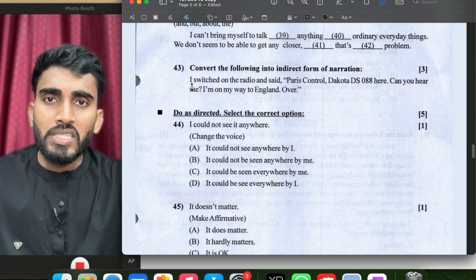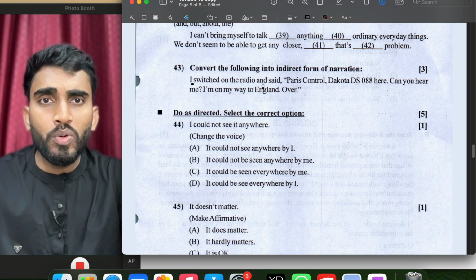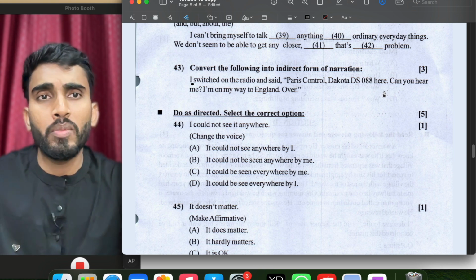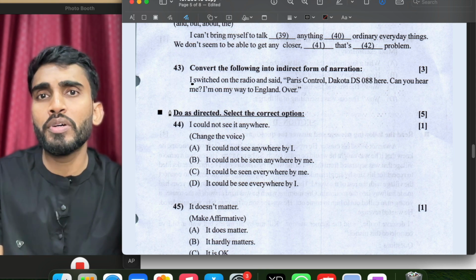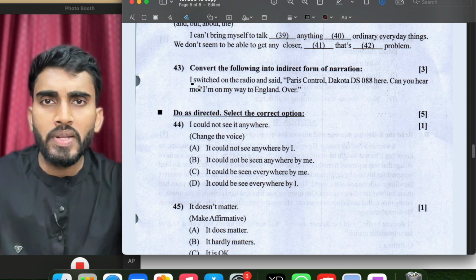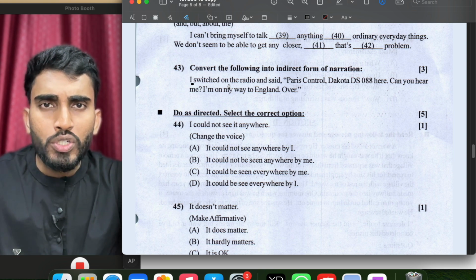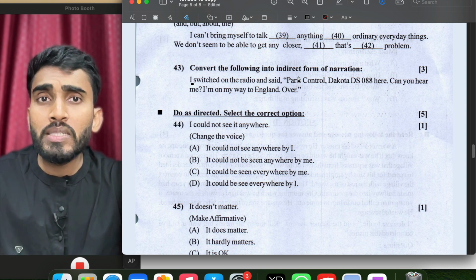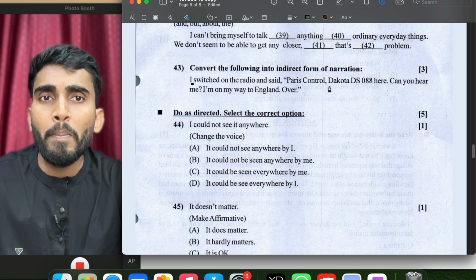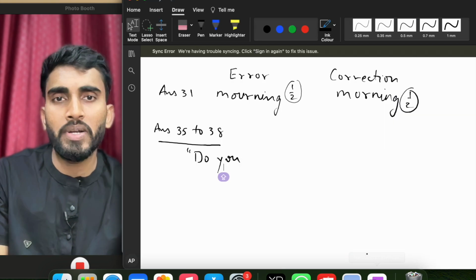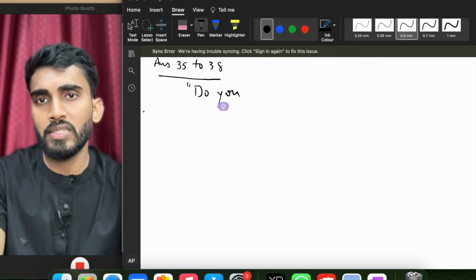The question says, I switched on the radio and said, Paris control, Dakota DS088 here. Can you hear me? I am on my way to England. Over. So here we will write, I switched on the radio and said. Said to whom? That is mentioned here. Said to Paris control. So in the answer, I will show you the complete answer, how to write this.